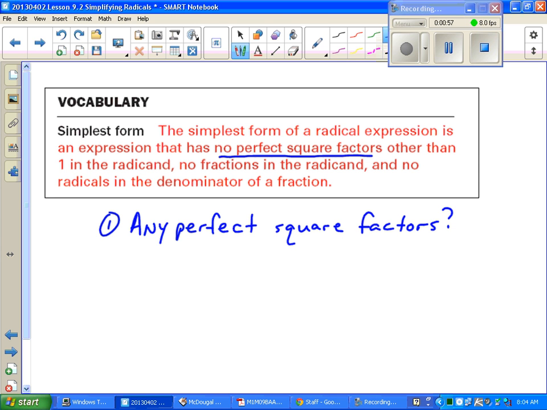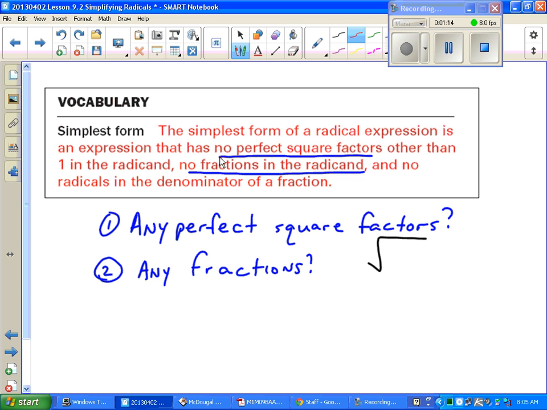Second question, no fractions in the radicand. Any fractions? And go back to yesterday. Remember, the radicand is what's underneath the radical symbol. So if you have a radical symbol with a fraction in it, such as this, that's not considered simplified. You have to do something with that. The third question is, are there any radicals in the denominator?